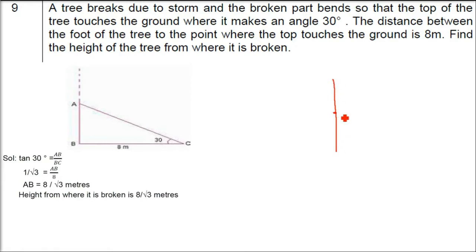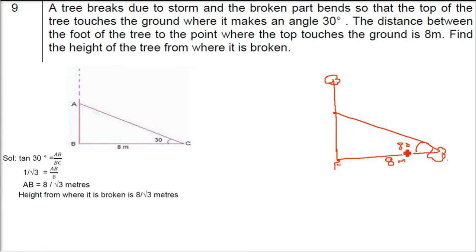So we have a tree, it's broken from here, it bent down. Now, this whole is the tree, now it is like this. But it has broken from somewhere in between. So this is 30 degree from where it touches. So the angle is 30 degree and the distance is also given from B to C. If you see the figure also, B to C is 8 meter.